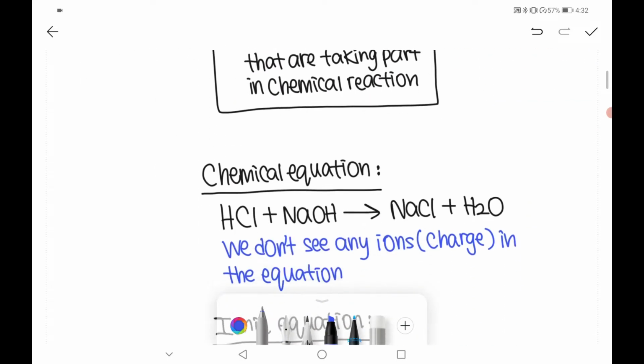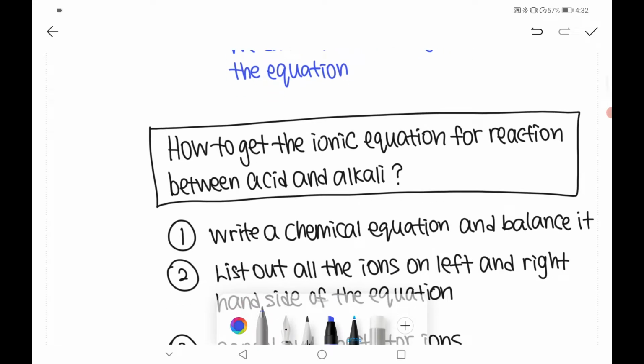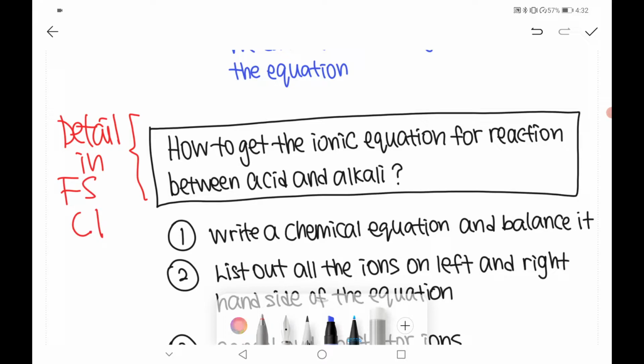Next, I will show you step by step how to get the ionic equation between acid and alkali. You will learn this in very much detail in your Form 5 Chapter 1. In Form 5 Chapter 1, we will learn it in a very detailed way.